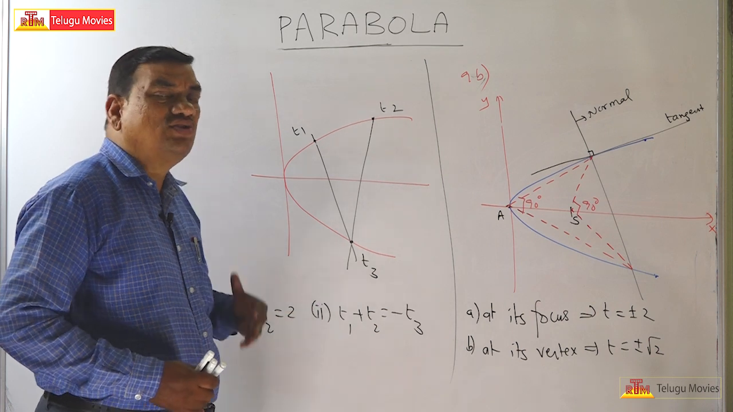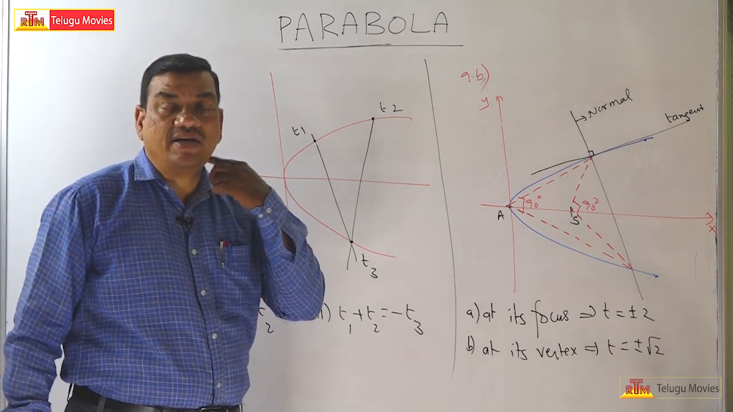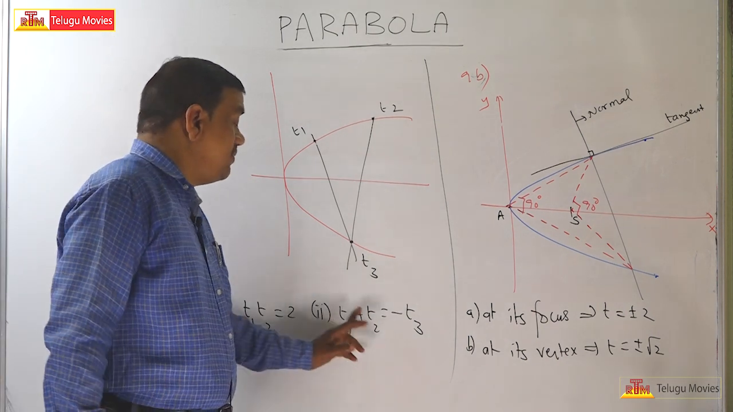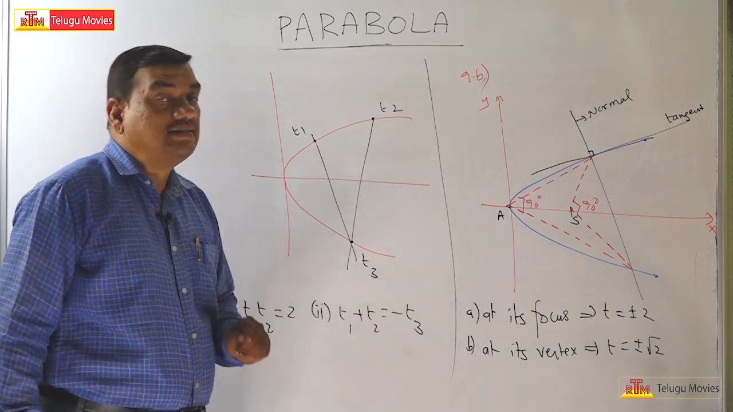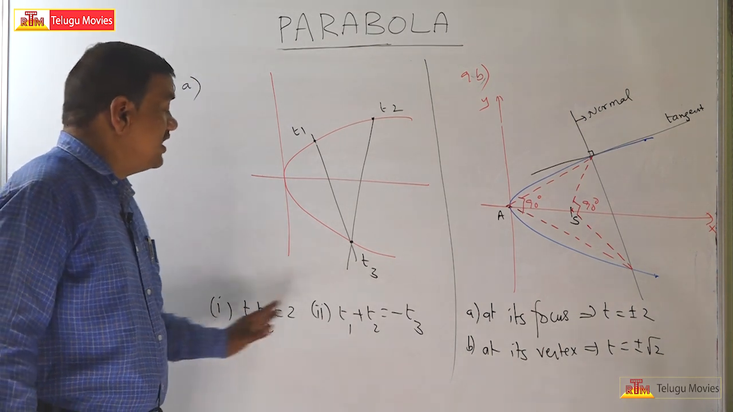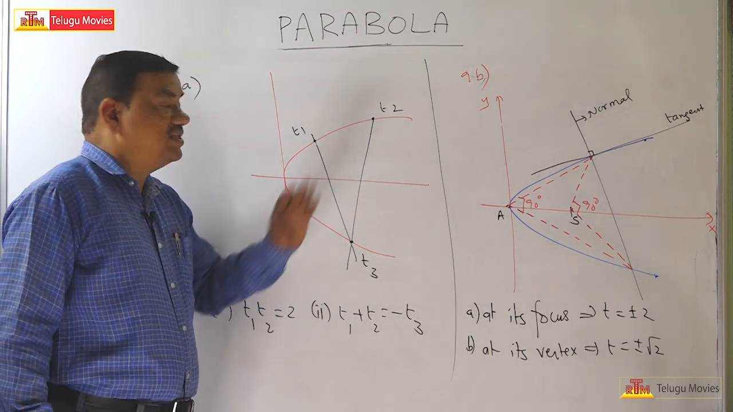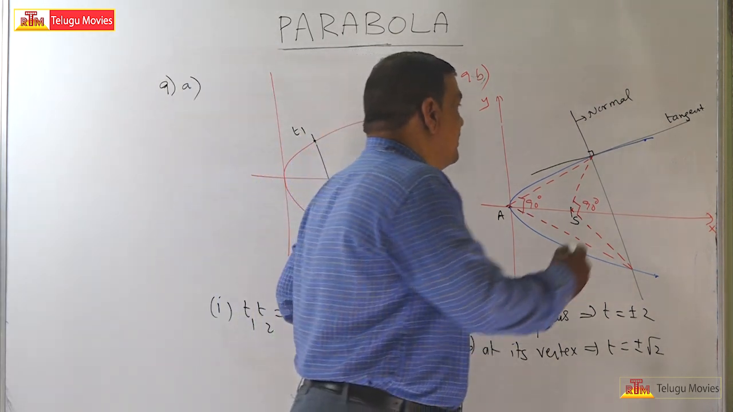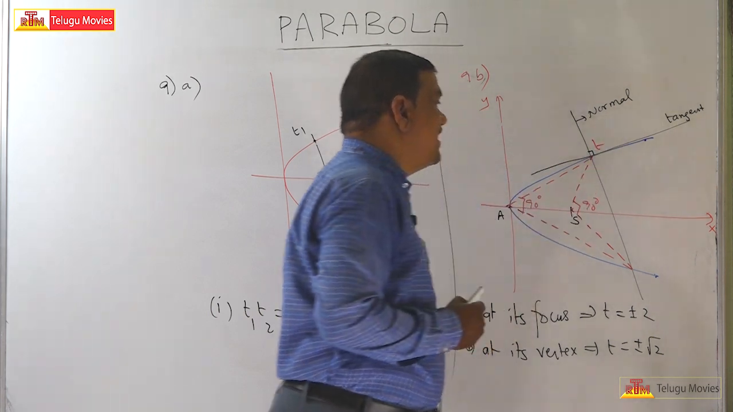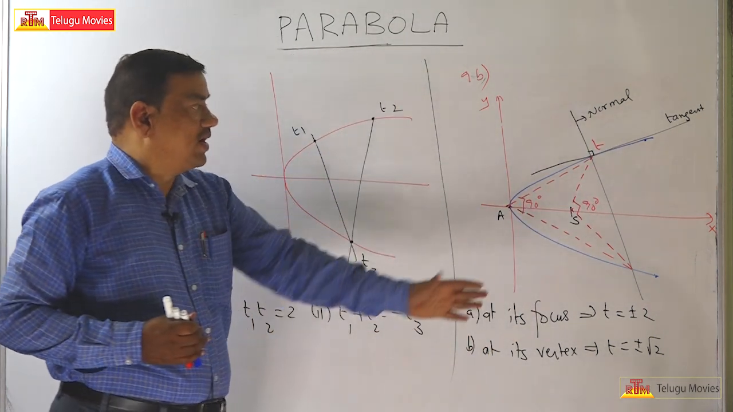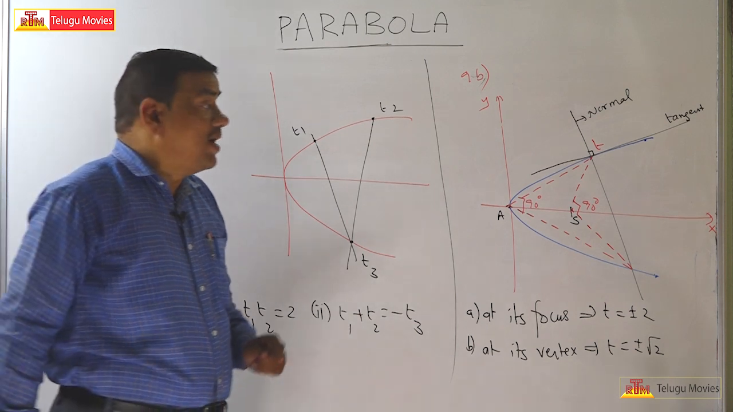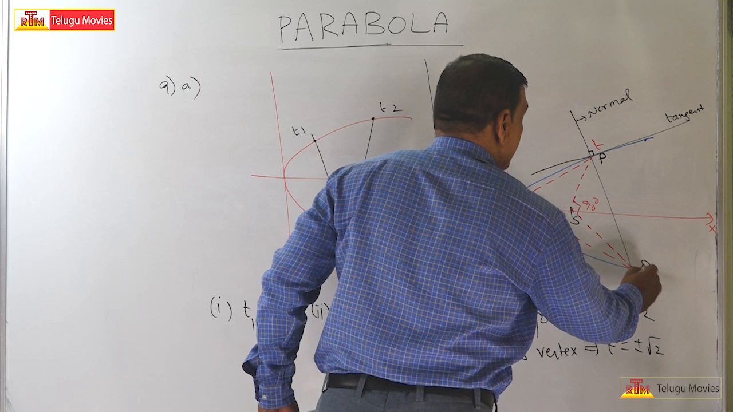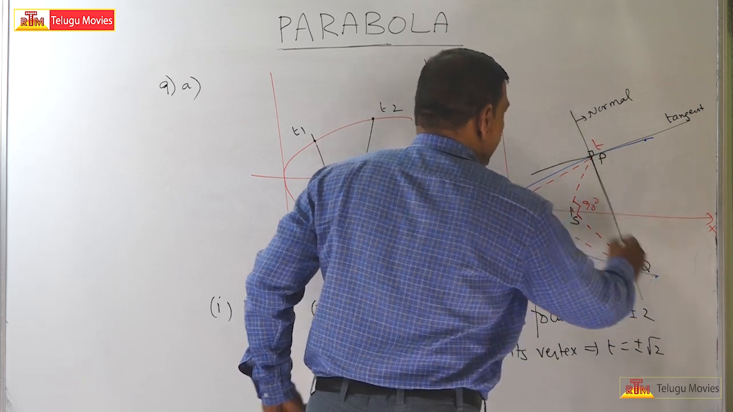So these are the results we get using the parametric equation, taking t as the parameter. So t1 plus t2 is equal to minus t3. Okay, now these are the two results that we got from this figure. Coming to the second one, let there be a normal at t. That is a normal, and these are the points on it, P and Q. This is the normal PQ.